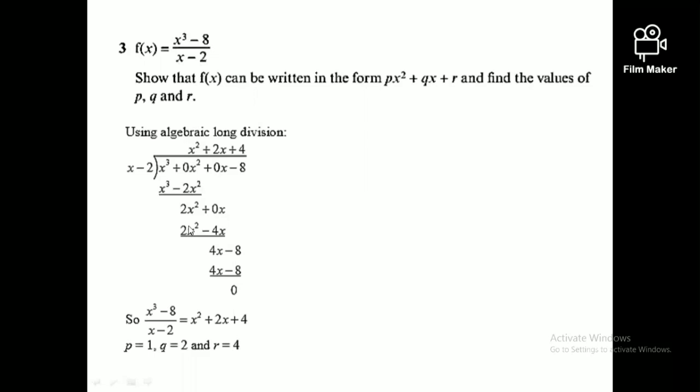2x into x is 2x squared. 2x into minus 2 is minus 4x. If you subtract it, 0 minus 4x is 4x. Then bring minus 8 down. So if you do this, you'll realize that answer is 4x minus 8. If you subtract it, the remainder is 0. There is no remainder at all. It's a complete factor. Therefore, you can write this answer as x squared plus 2x plus 4 would be the final answer for this question.